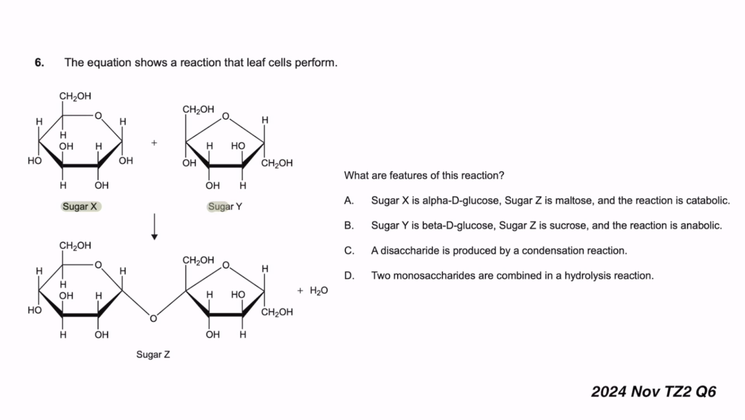These two sugars are monosaccharides. They join together, and a water molecule is formed. This is a condensation reaction, and the product is a disaccharide.